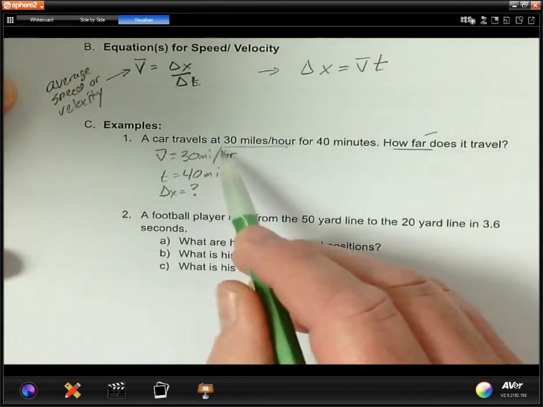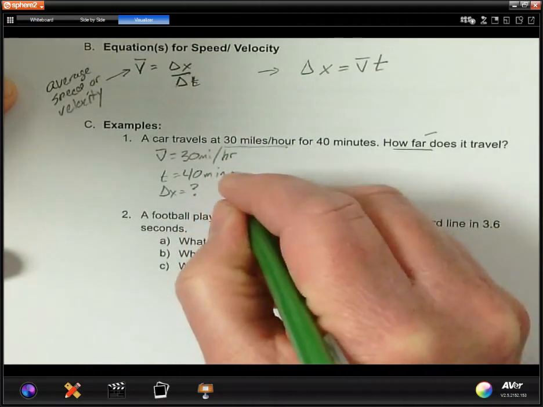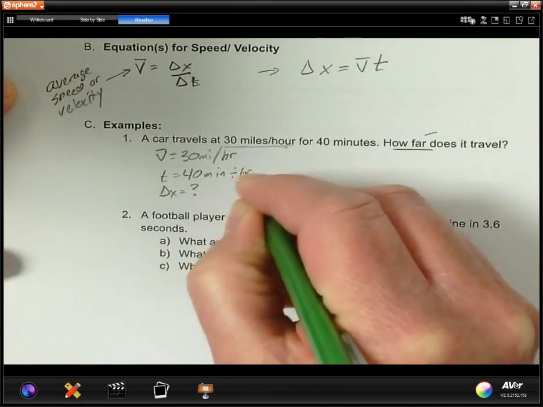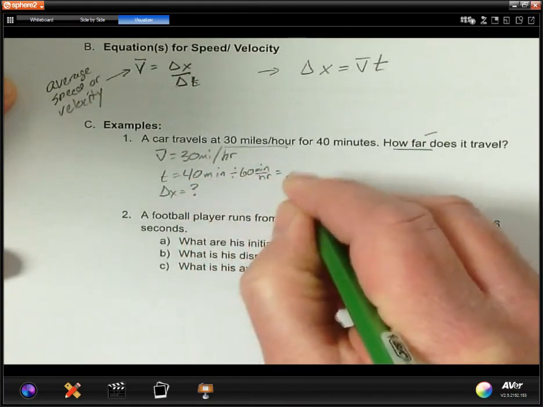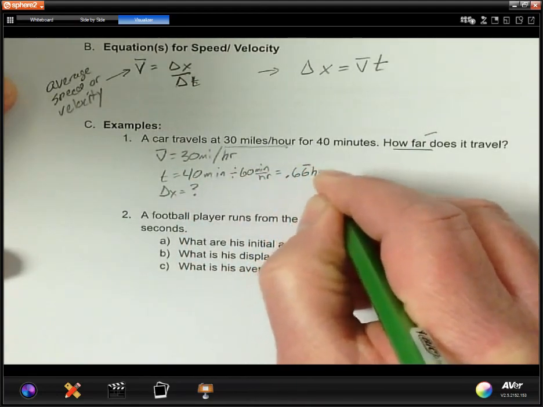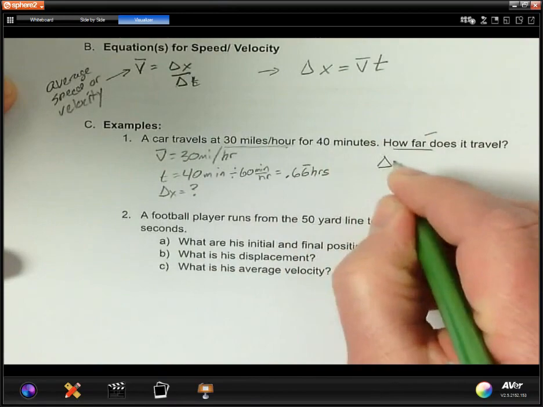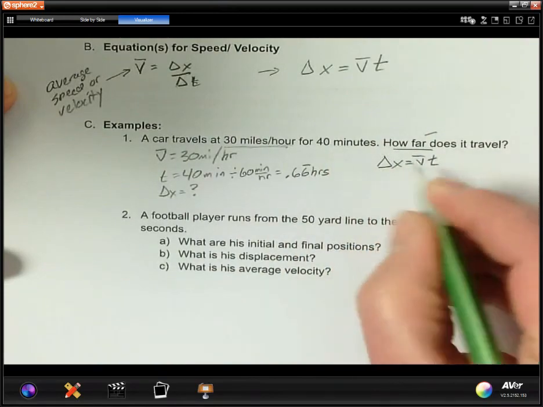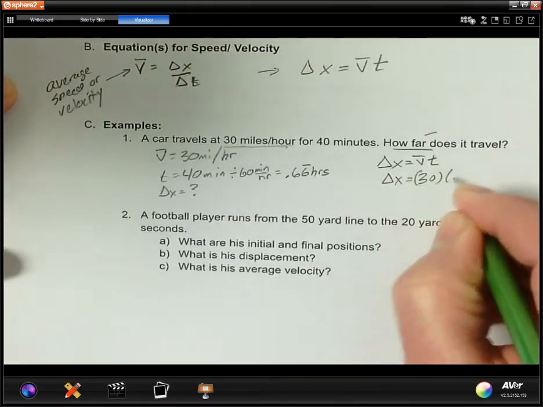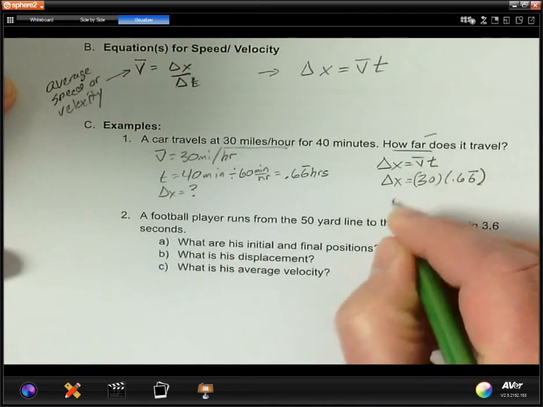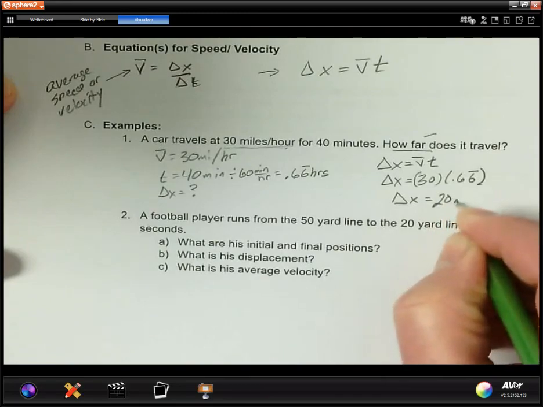All right, now I have a problem here. My times are in different units, so I've got to change that. So I'm going to convert these minutes to hours by dividing by 60, because there's 60 minutes per hour. And 40 divided by 60 is 0.66 repeating hours. Now I can go back to this equation here. And delta x is going to be 30 times 0.66 repeating. And if I plug that into a calculator, I'm going to get 20 miles.